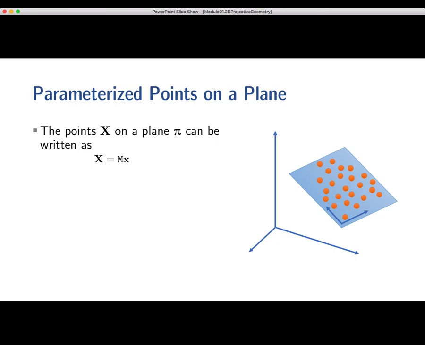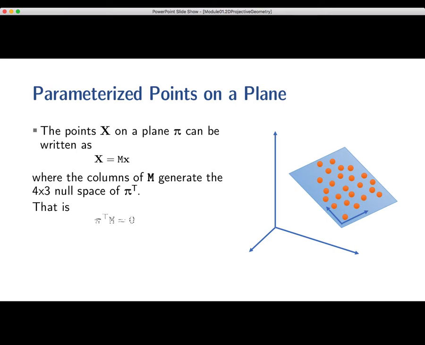So that aspect is clear, and that's why I'm writing x is equal to MX. Now I'm saying that M is really the 4x3 null space of the vector pi transpose. That is, pi transpose M is equal to 0. What is the argument for this? Any point that lies on the plane should satisfy pi transpose x is equal to 0, right? If x lies on the plane, then pi transpose x should be 0.